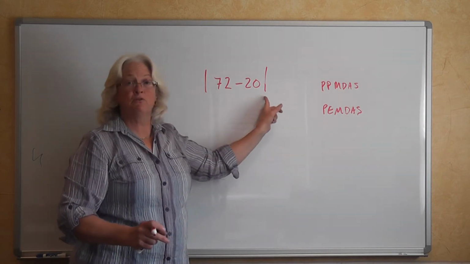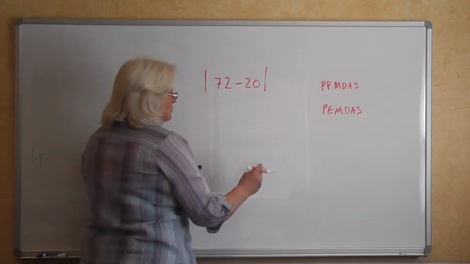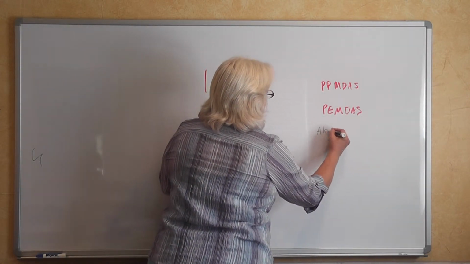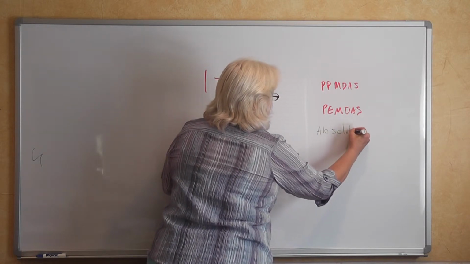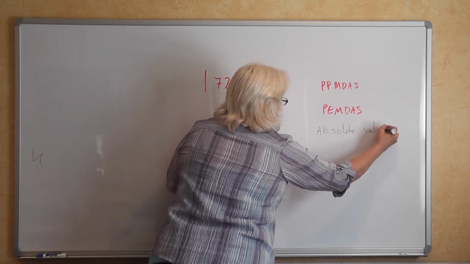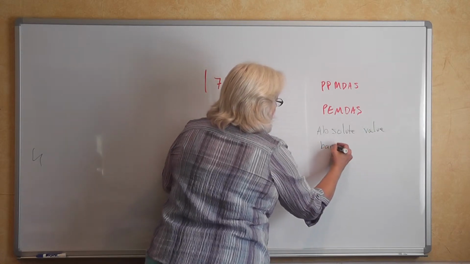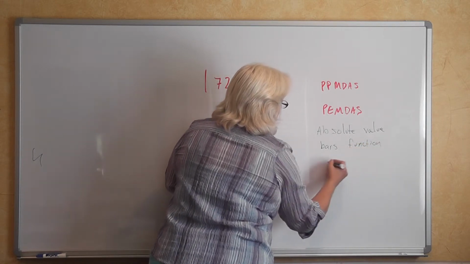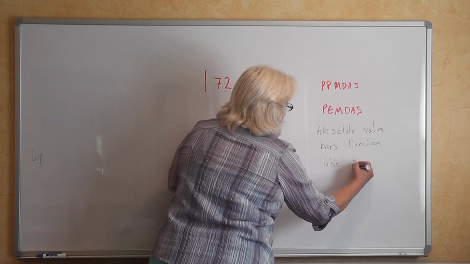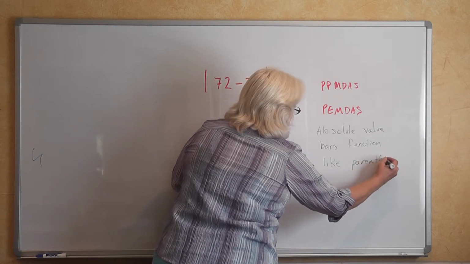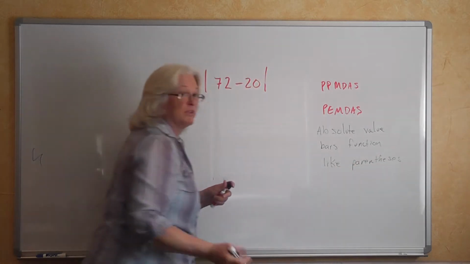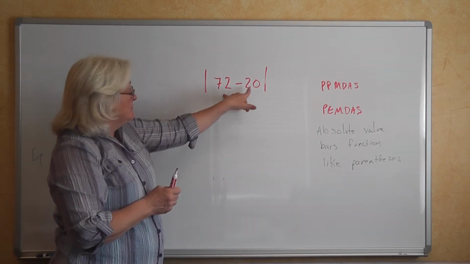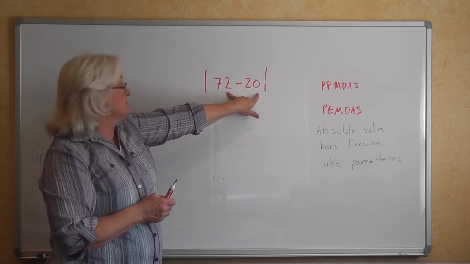Well, absolute value bars work like parentheses. If you don't already know this, make sure that you highlight this and that you understand it. And I'll show you exactly what I mean. Absolute value bars function like parentheses. What that means is when you have a problem that involves absolute value bars, you have to do everything that's inside those absolute value bars first.